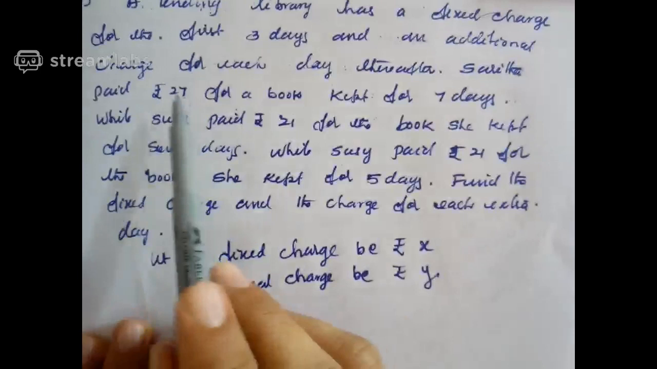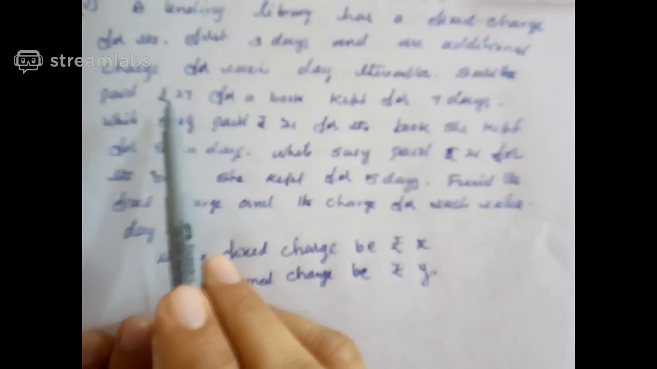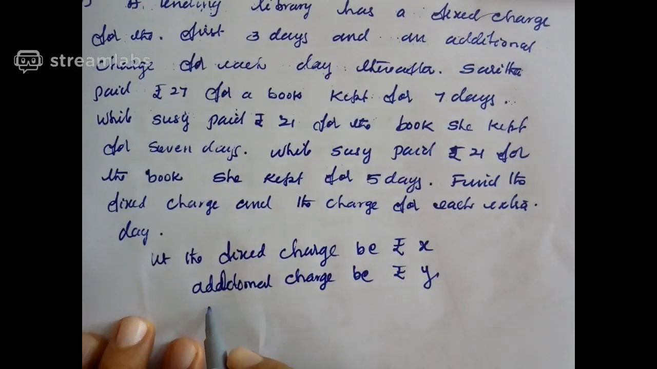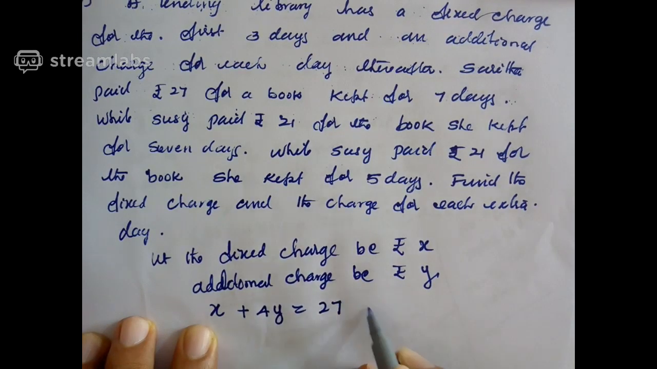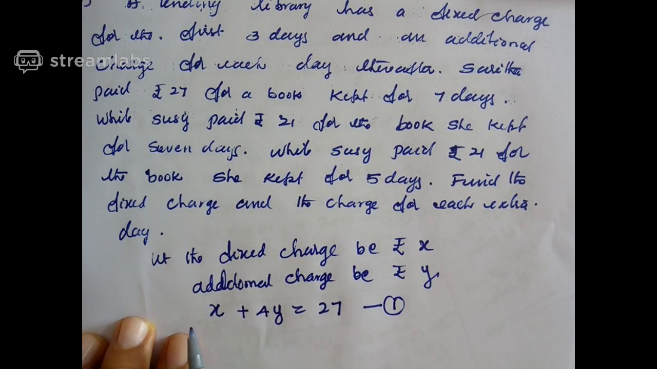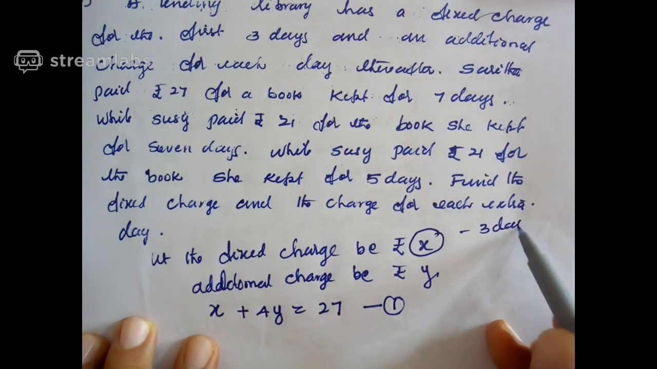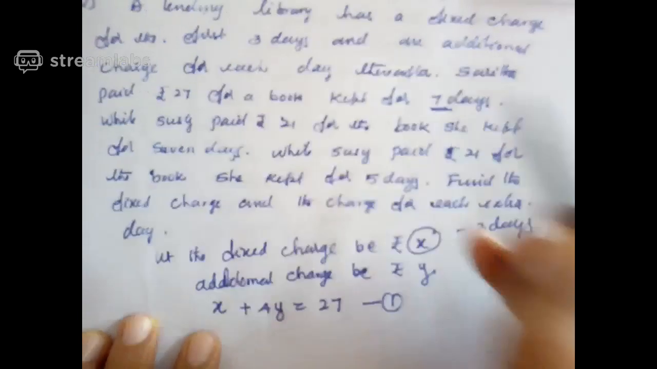Then Sarita, she kept book for how many days? Sarita paid rupees 27 for a book kept for 7 days. 7 days means first 3 days, there is no fine. Then how many days are more? 4 days. For y she paid, rupees 27. Call this as 1. 3 plus 4, 7. Because fixed charge for how many days? 3 days. There is no fine. 3 days is the fixed charge. So 3 plus 4, she kept for 7 days.